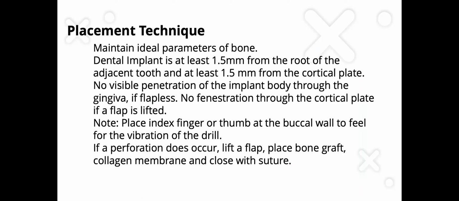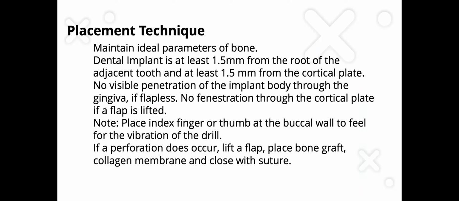Remember to keep your ideal parameters of bone. You do want to have at least 1.5 millimeters of bone around that implant. When we're looking at 2 implants in the bone, we want to have at least 3 millimeters of bone. You don't want to have any visible penetration or tactile penetration of that implant body through the gingiva or the cortical plate if it's flapless. And you don't see the implant or no penetration through the cortical plate if the flap is lifted.